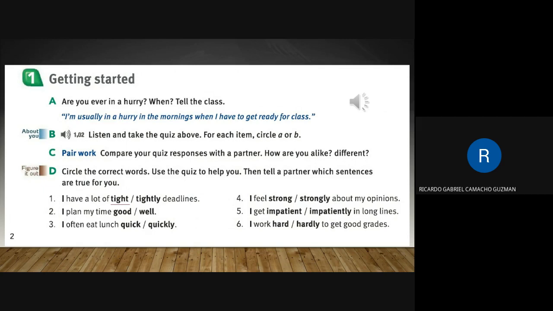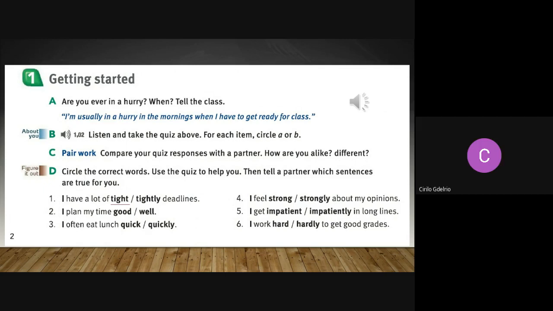Obviously, I am going to explain it further with more substance later, but let's try to guess what the correct answers are on these ones. Here we have number 2 that says, I plan my time good or well. What do you use on this one? I plan my time good or well? What do you think it is?